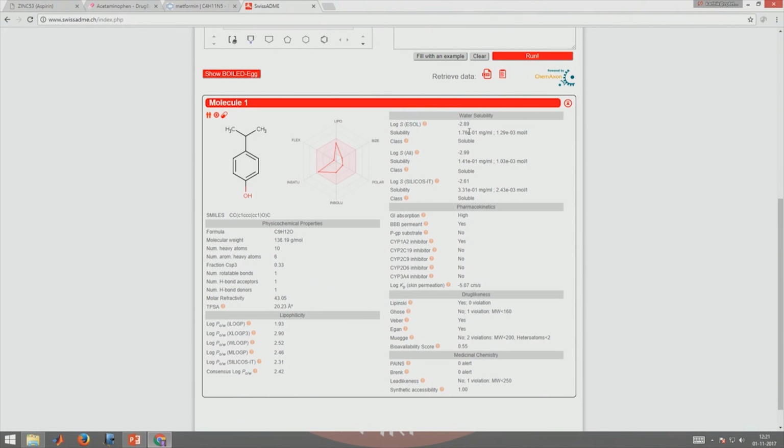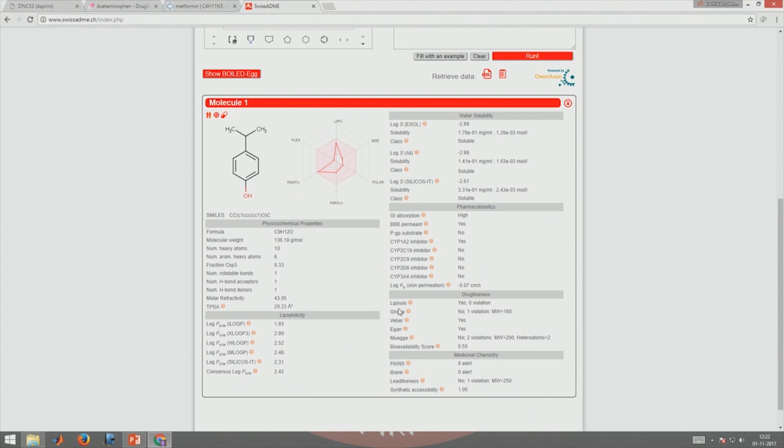Then solubility, log solubility, okay, and as you can see, when you say solubility class, if it is less than 4, as you can see here, it is soluble, and then different types of solubility. Then GI absorption is very good, high. BBB penetration, again it penetrates through the blood brain barrier because it is a small molecule. P-gp substrate, it says it is not a substrate, and then does it bind to the cytochromes, okay, yes, no, no, no.